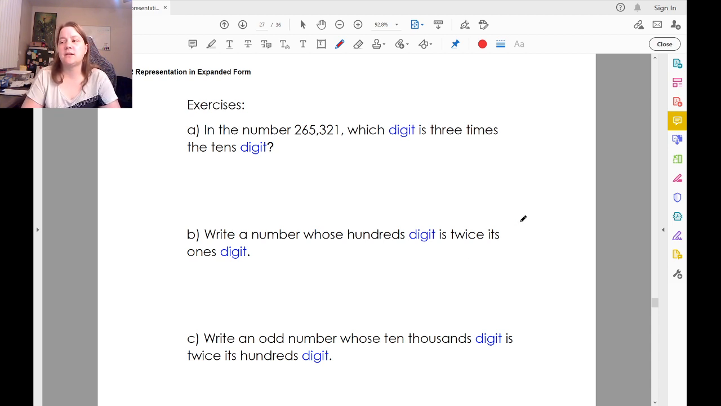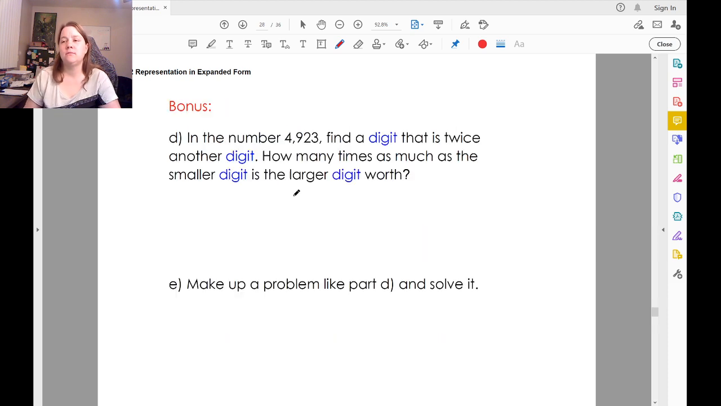So I've got some exercises here for you. In the number 265,321, which digit is 3 times the tens digit? So the tens digit is 2, and you want to know what's 3 times 2. 3 times 2 is 6. Write a number whose hundreds digit is twice the ones digit, or an odd number whose 10,000s digit is twice its hundreds digit. That's going to be for you to do on your own. Bonus! I'm going to let you do that one on your own too.